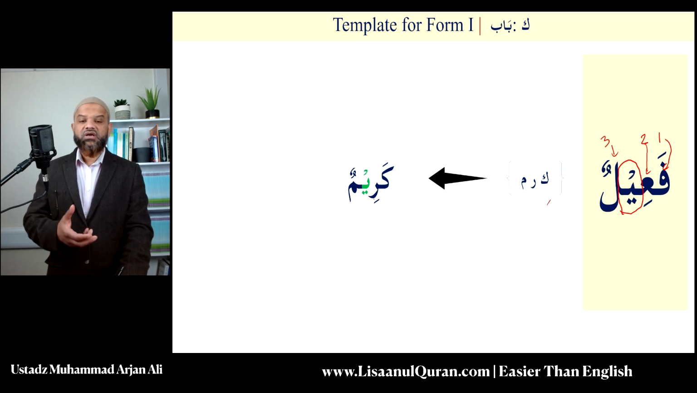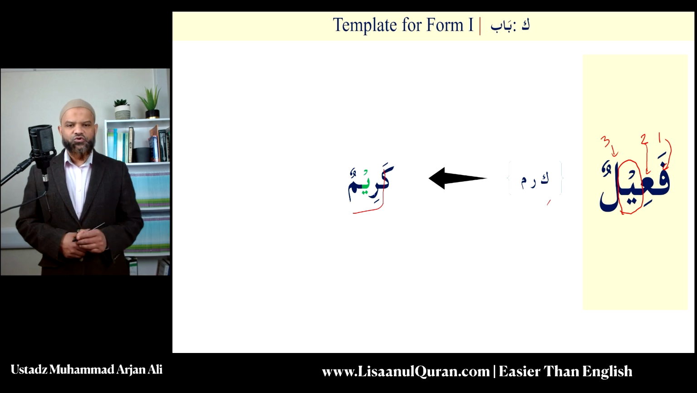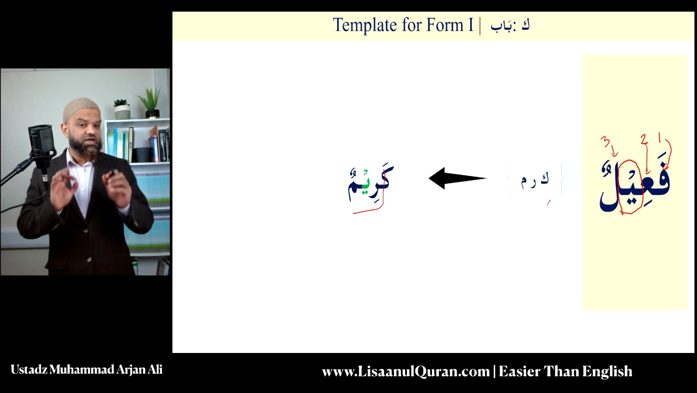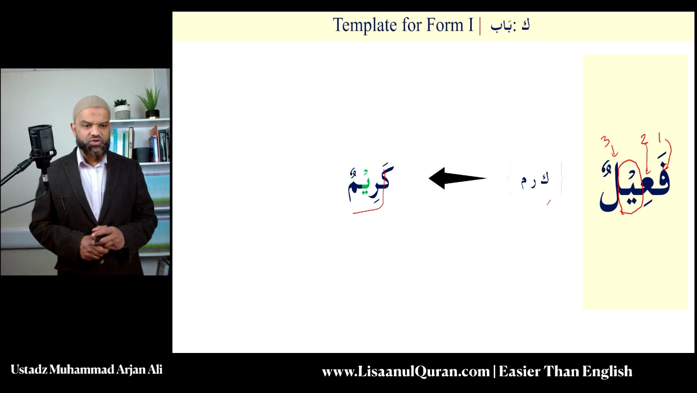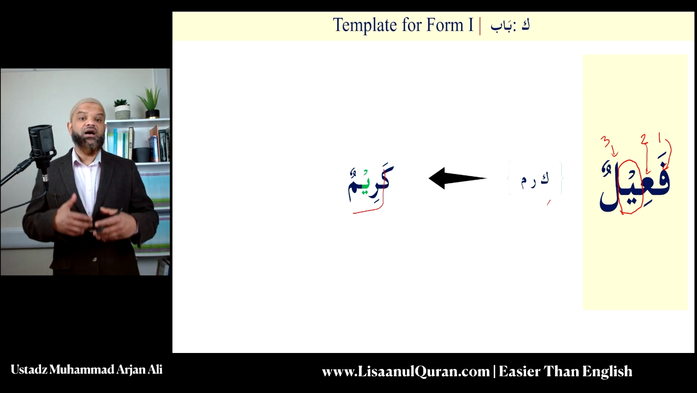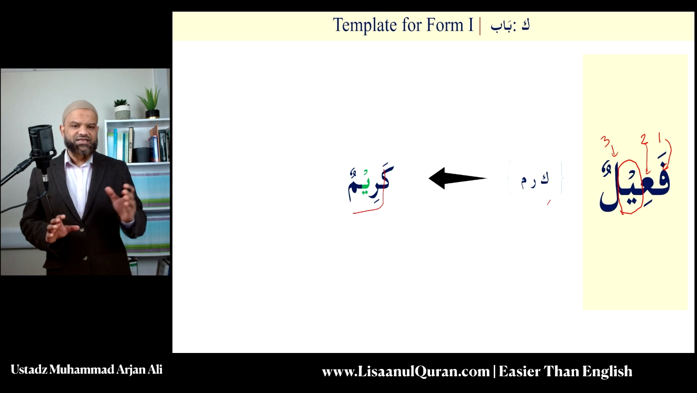Somebody is noble, karimun. And you can see here now the pattern, very easy for you to form, as long as you can remember fa'ilun. So the active participle for the karuma pattern is different than the other 4 that I've shared with you. So karuma, the pattern will be karimun, not fa'ilun. Okay?